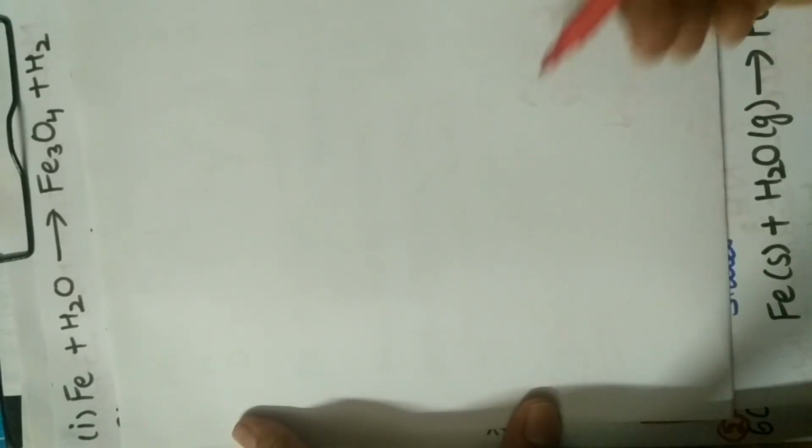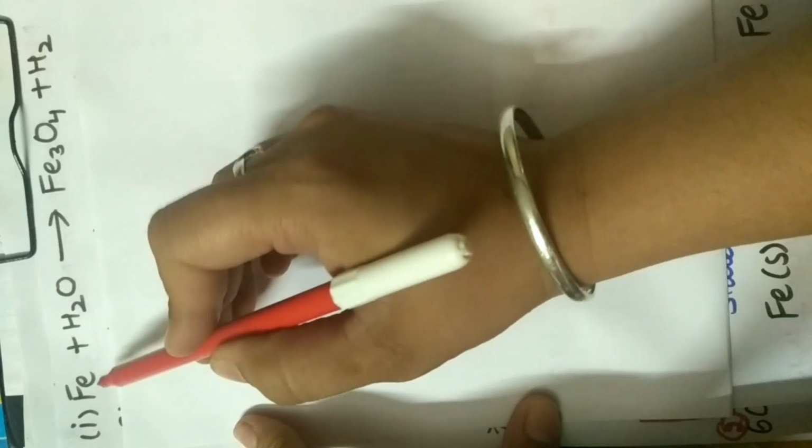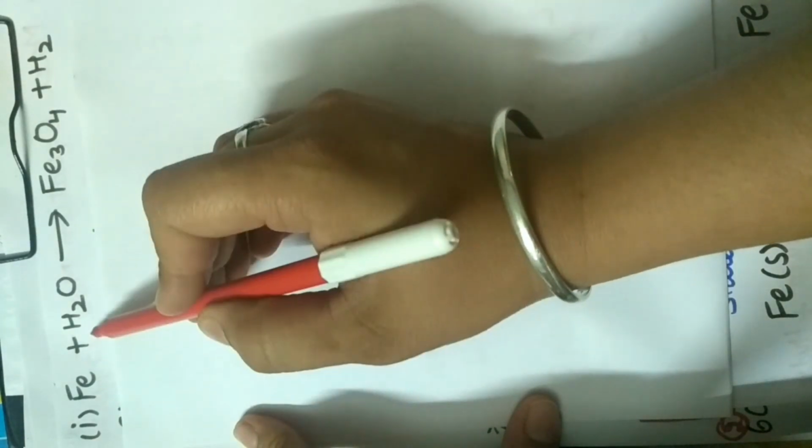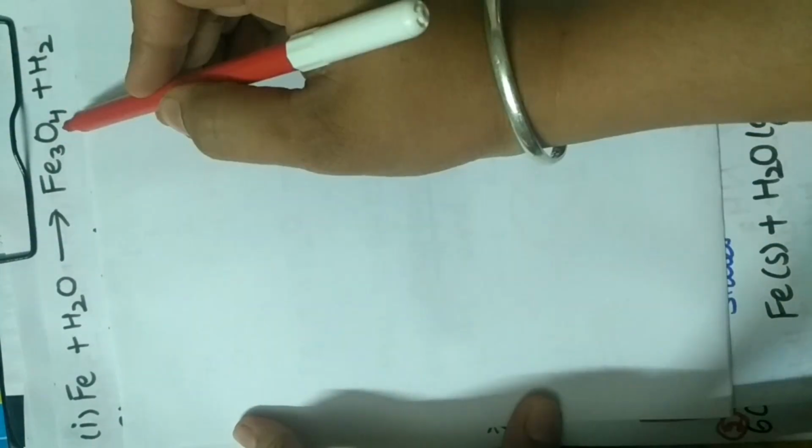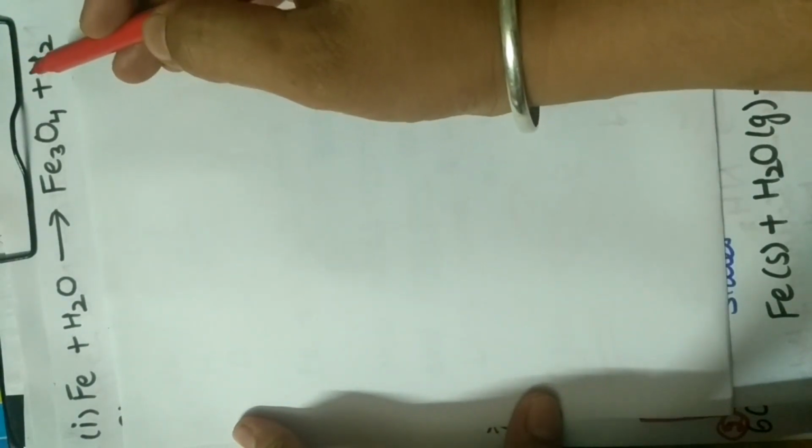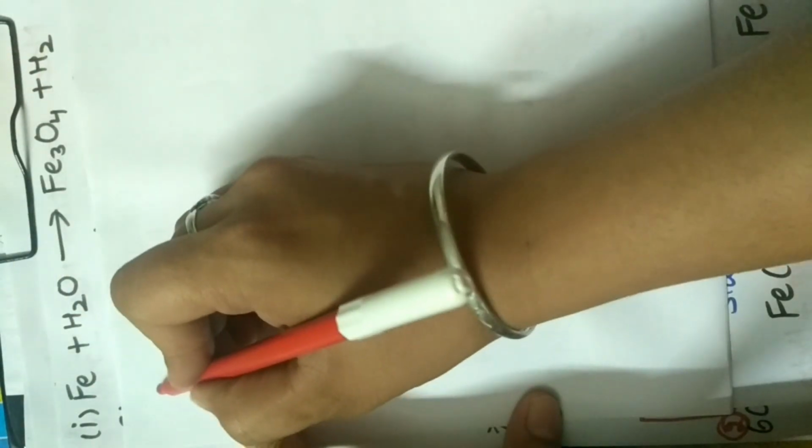We are starting with the first equation, and the first equation is iron, that is Fe plus H2O. It gives Fe3O4, plus hydrogen gas is produced along with it. Now in this equation we have to first do the balancing. As our first step is what?